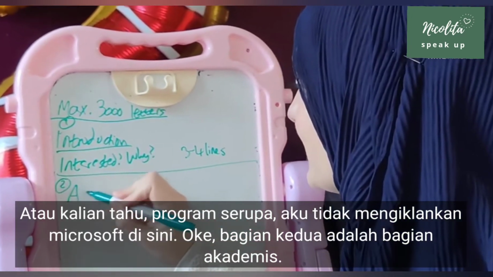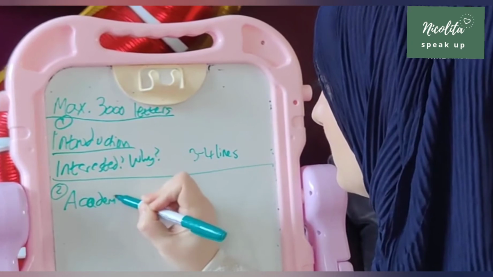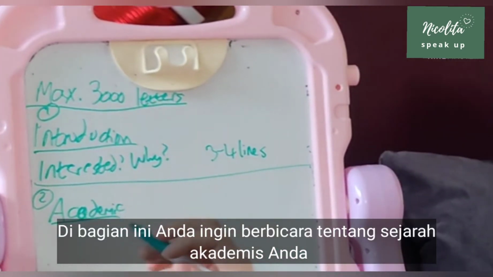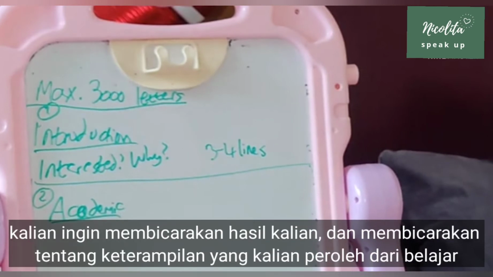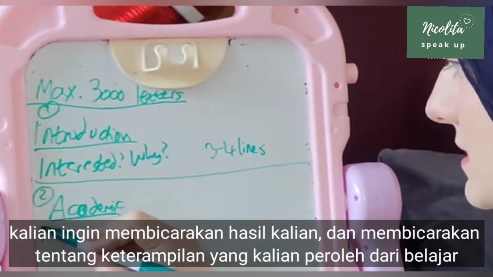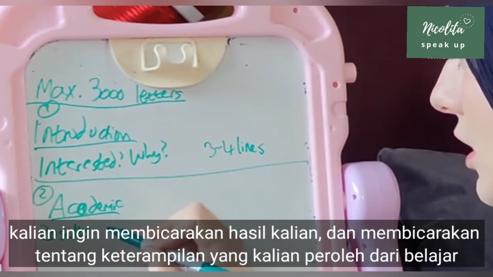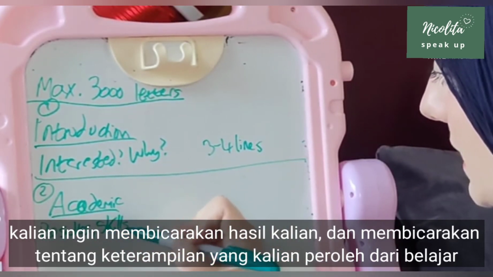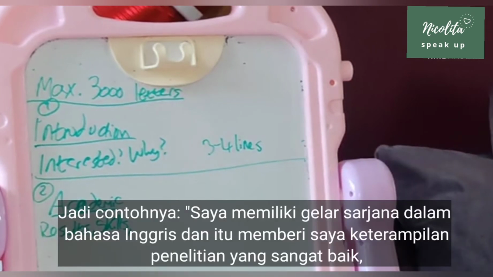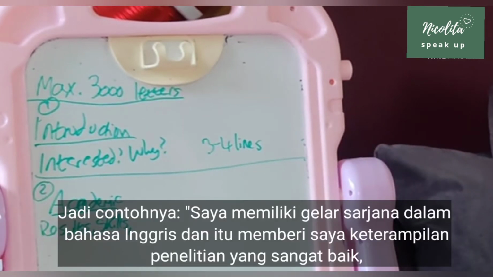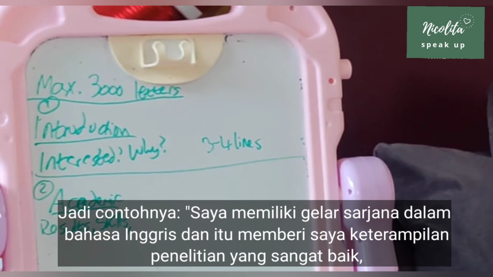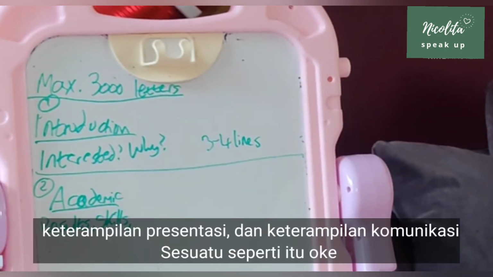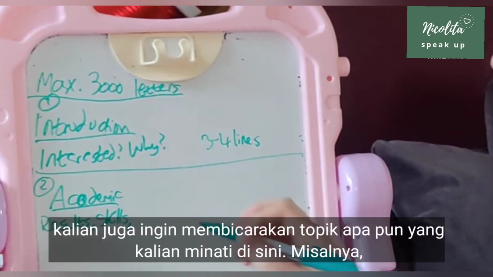Okay, the second section is the academic section. In this section, you want to talk about your academic history. You want to talk about your results. You want to talk about your skills that you got from studying. So for example, I have an undergraduate degree in English, and it gave me excellent research skills and presentation skills and communication skills, something like that, okay?